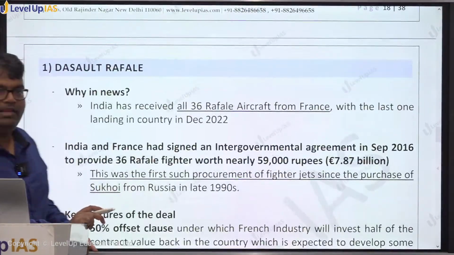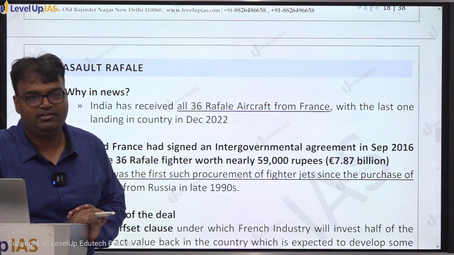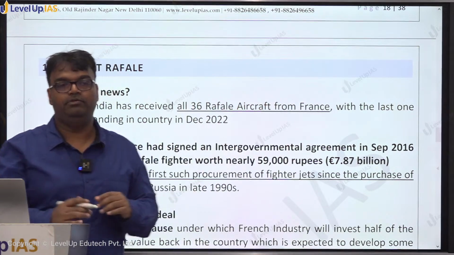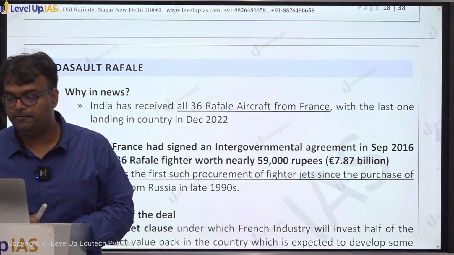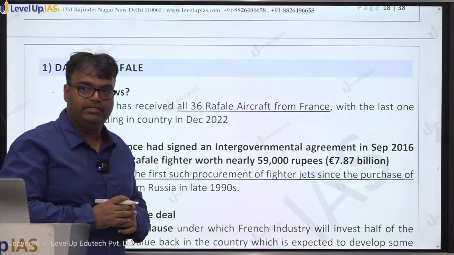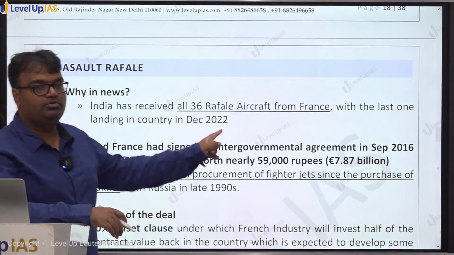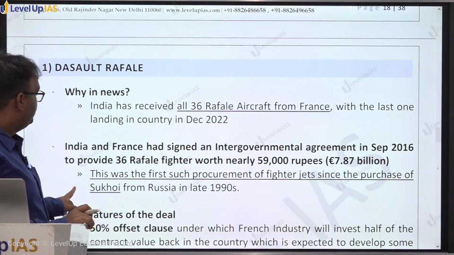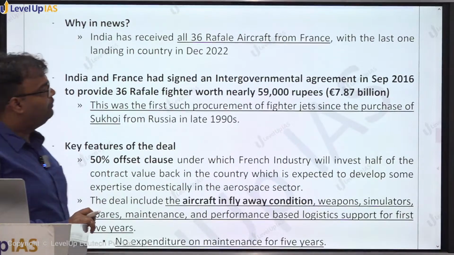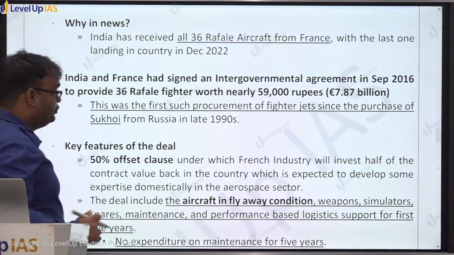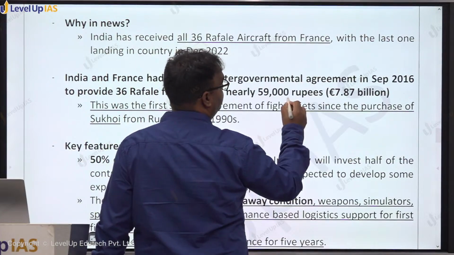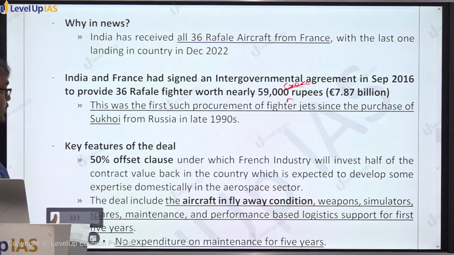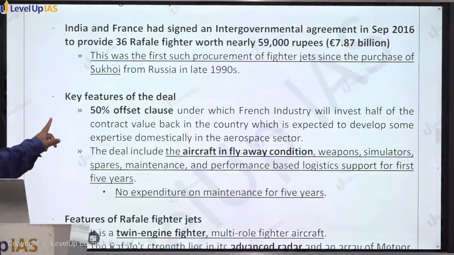Aircraft. In aircraft, the most popular in India is Rafale. India has received all 36 Rafale aircraft from France. In 2016 we had signed a deal, now in December 2022 we received the 36th aircraft. For this reason it was news. What was the deal in 2016? In 59,000 crore rupees, not in 59,000 rupees, in 59,000 crore rupees, or $7.87 billion, India will get 36 of the Rafale.